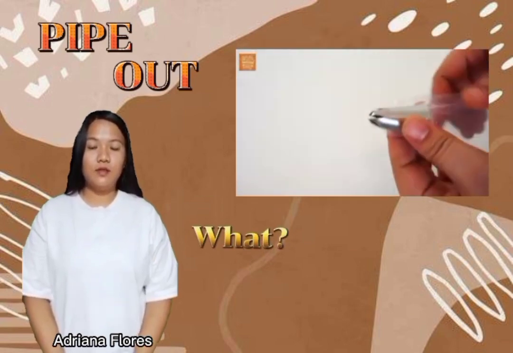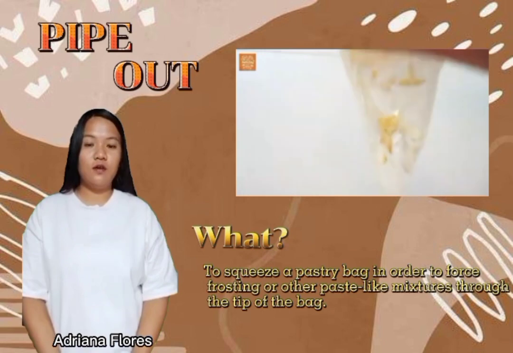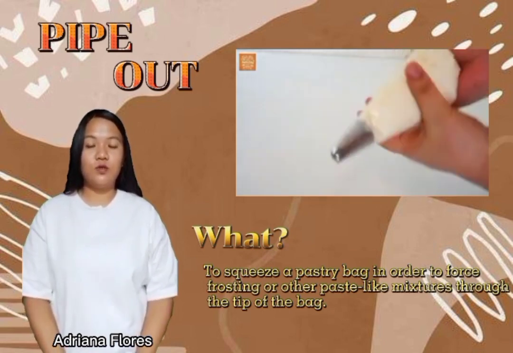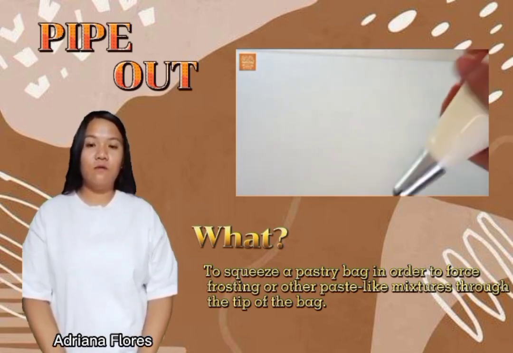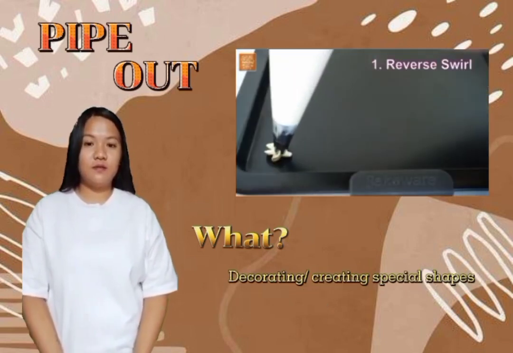What is pipe out? Pipe out is to squeeze a pastry bag in order to force frosting or other paste-like mixtures through the tip of the bag for the purpose of decorating or creating special shapes.